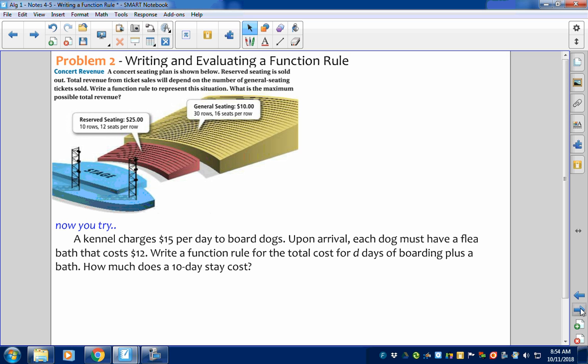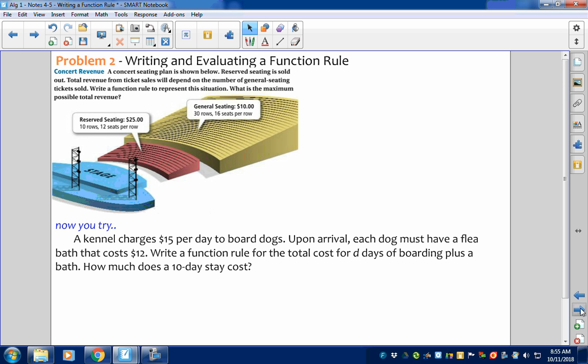It says writing and evaluating a function rule here. We got another one. It says a concert seating plan is shown below. Reserved seating is sold out. Okay, it's hard to see this one. So on yours, it's really dark, and it's really small. So let me write some of the information a little bigger here. Reserved seating is sold out. Total revenue from ticket sales will depend on the number of general seating tickets sold. Write a function rule to represent the situation. What is the maximum possible total revenue?